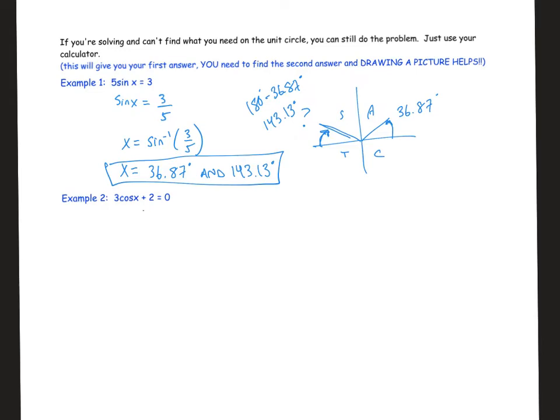All right, last problem. Subtract 2. Divide by 3. Then do the inverse cosine. Again, you've got to use your calculator, because negative 2/3 is not on the unit circle. When you use your calculator, it's going to be 131.81.